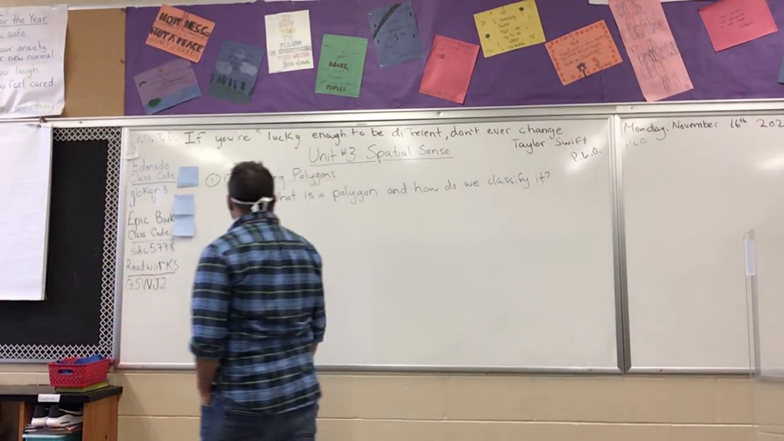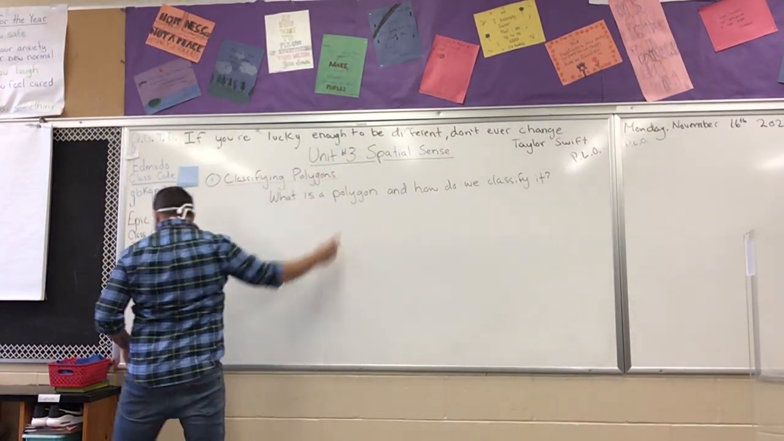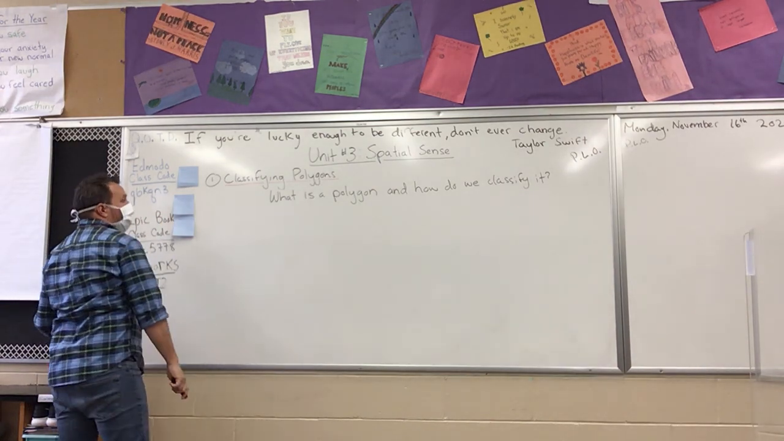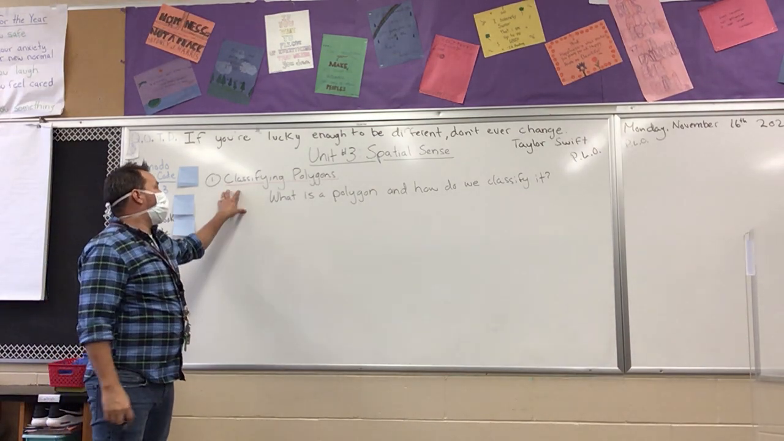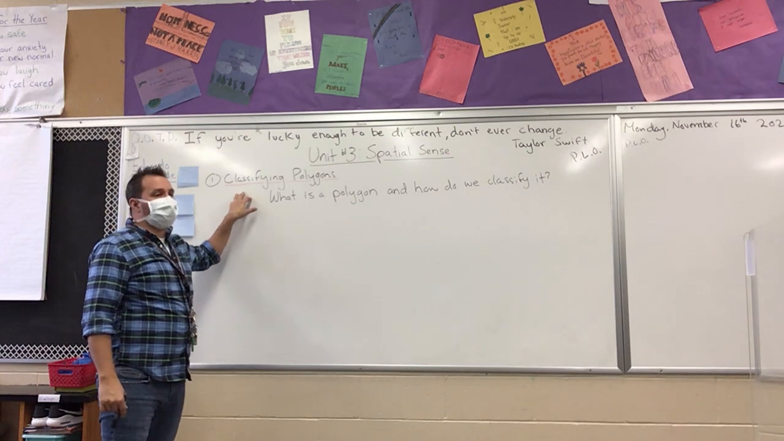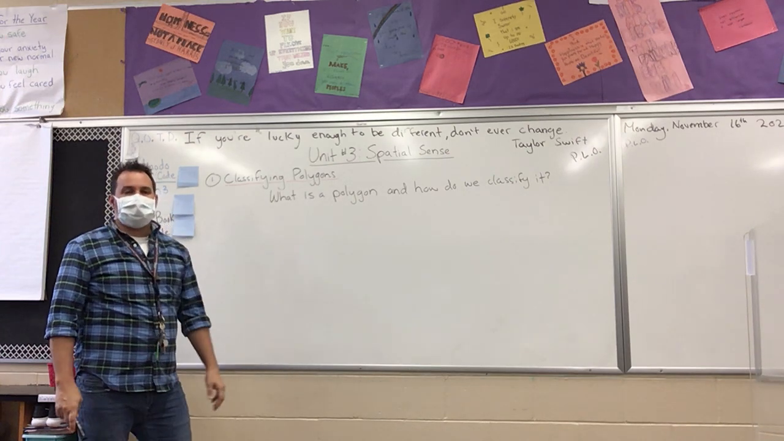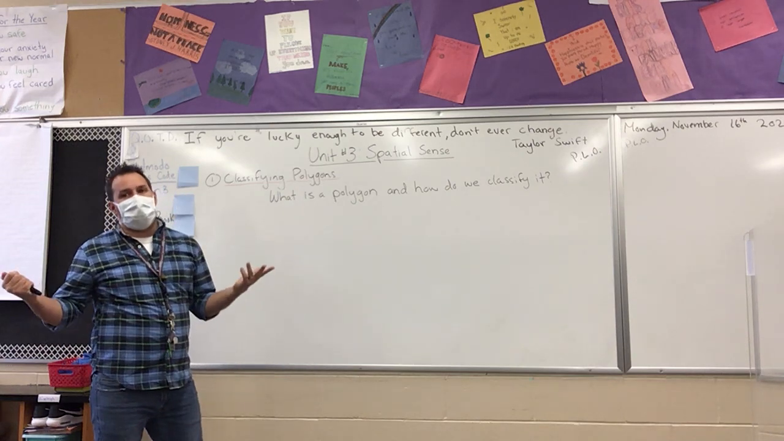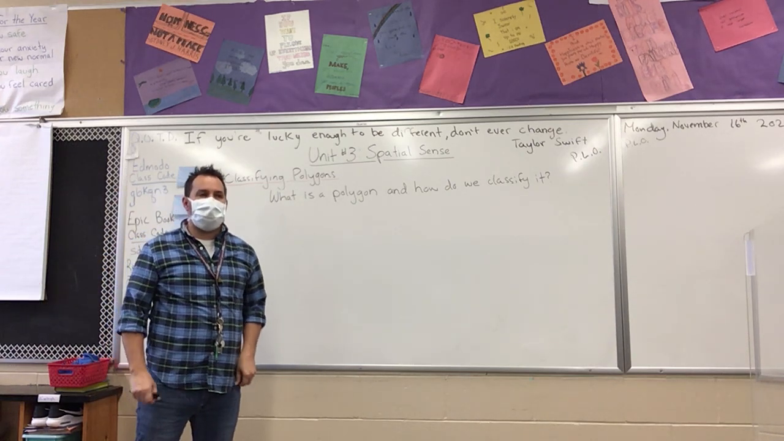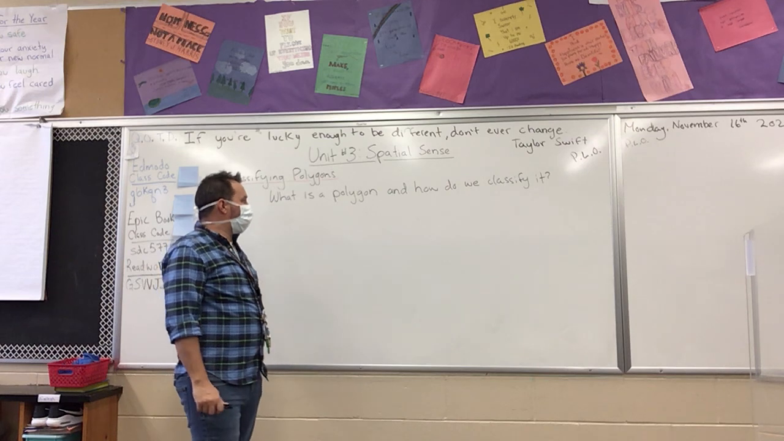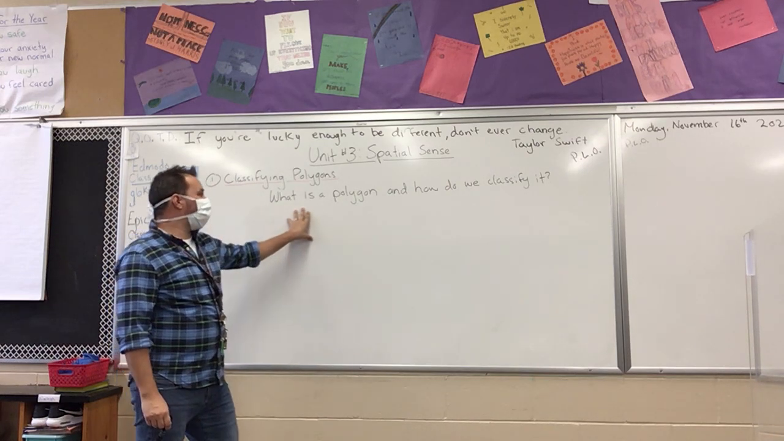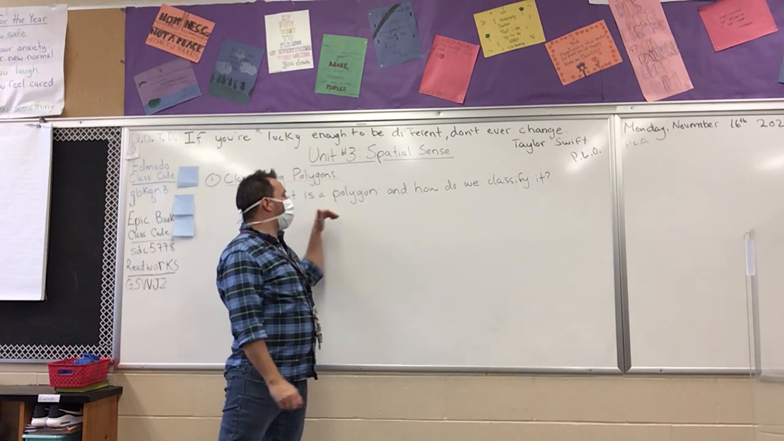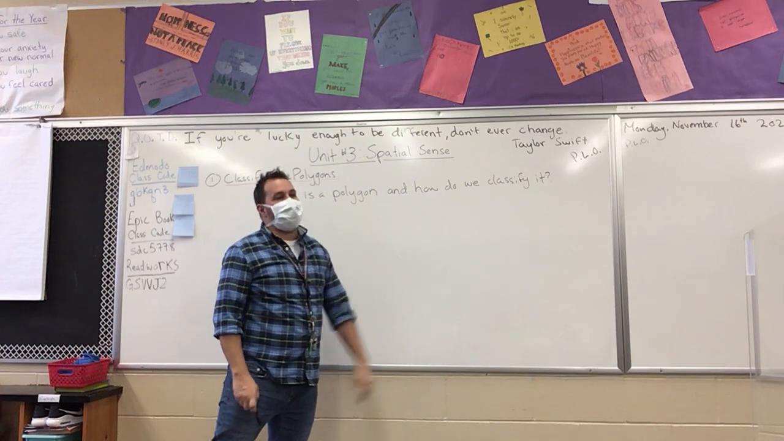So today we're starting Unit 3, Spatial Sense, working in geometry, our shapes. Lesson 1 is classifying polygons. As I've already said in this class, the majority of this is review, but some people may have forgotten it, or maybe over COVID you didn't really cover it. I don't know. But we start with two questions. First of all, what is a polygon? And two, how do we classify it?